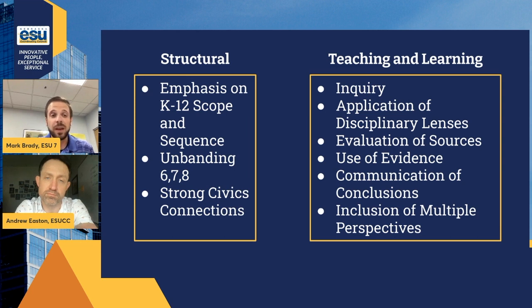Another structural piece is unbanding of 6, 7, and 8. In our previous version of the standards in 2012, there was just a 6-8 band of standards, and schools had the freedom to decide at what grade levels they were going to teach the specific standards. In the 2019 version, we have specific 6th grade standards, specific 7th grade standards, and specific 8th grade standards to be taught at each of those grade levels. So that's definitely a structural change. And then throughout, there's just a strong connection to civics and civic readiness throughout the standards. Those are all structural pieces.